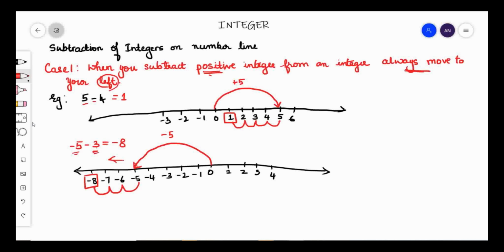So this is case 1. Where you subtract a positive integer from an integer, let it be a positive or a negative integer, we have to always move to our left.